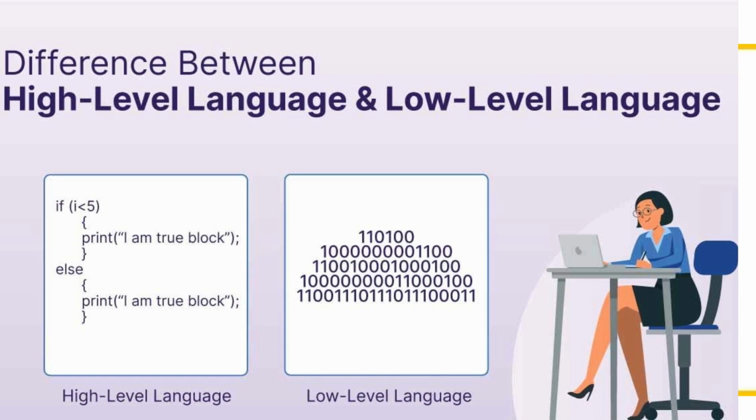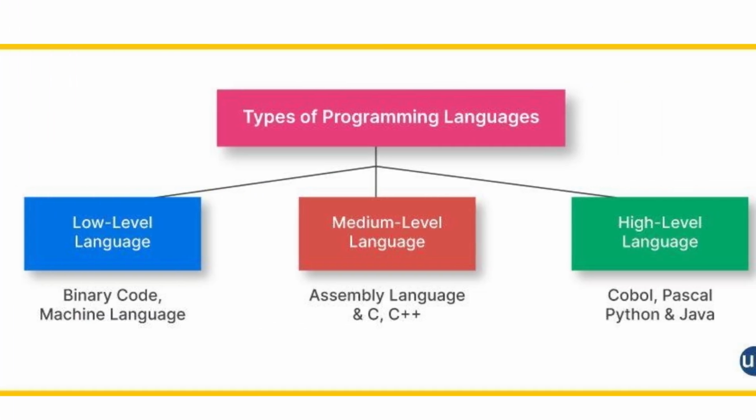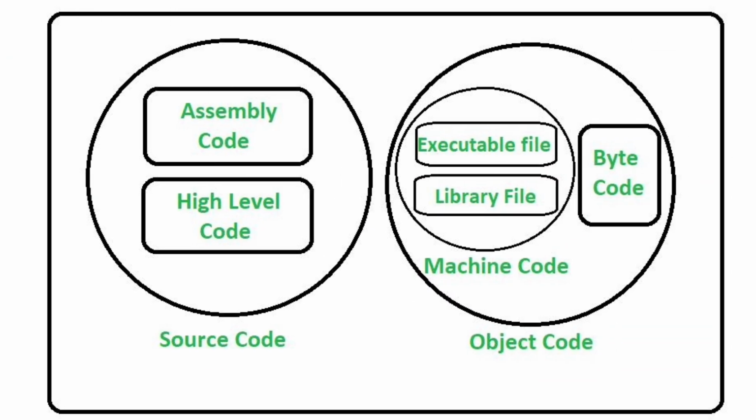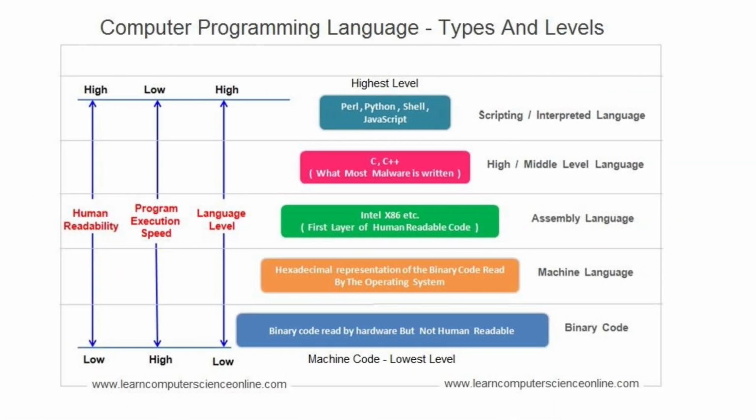There are different types of programming languages. Low-level languages, close to machine language. High-level languages, easy for humans to read and write. Most beginners start with high-level languages like Python because they are simple and easy to understand.